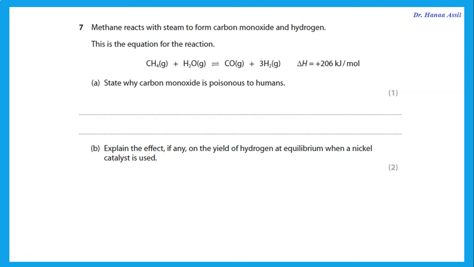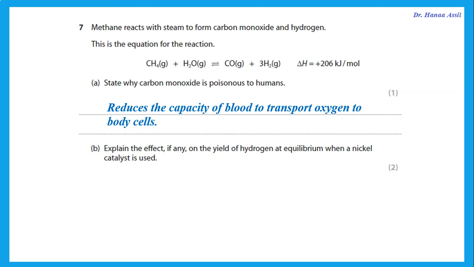Question 7 says methane reacts with steam to form carbon monoxide and hydrogen. And this is the equation. State why carbon monoxide is poisonous. Remember, we said the adverse effect or the bad effect of carbon monoxide on health is that it is poisonous or toxic. Why is it poisonous? You should remember, because it attaches to the hemoglobin in the red blood cells. And when it attaches to the hemoglobin in the red blood cells, then less oxygen can be carried by the red blood cells. So we say it reduces the capacity of blood to transport oxygen to body cells.